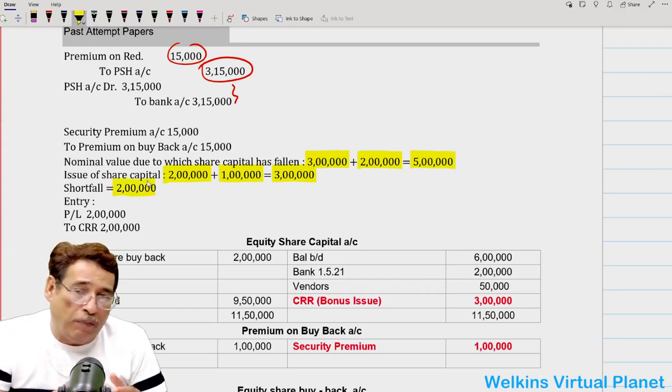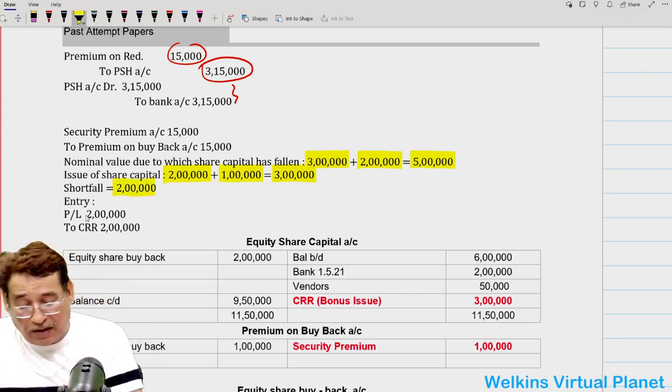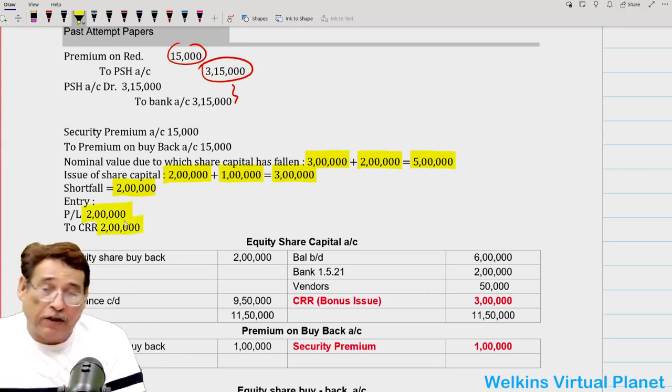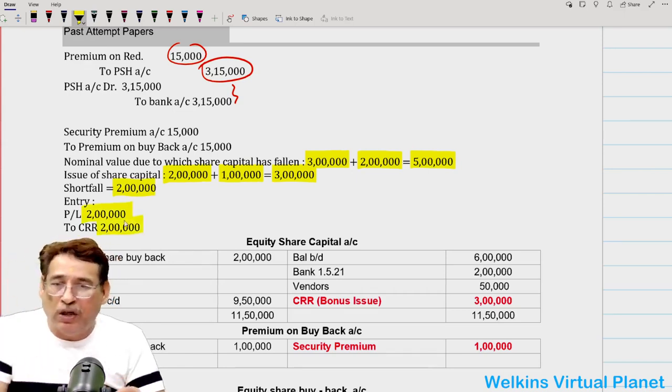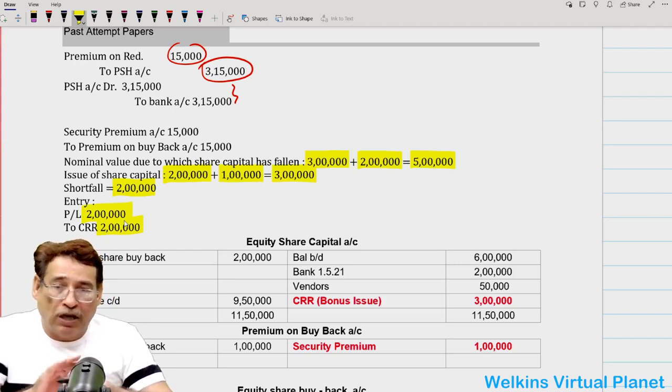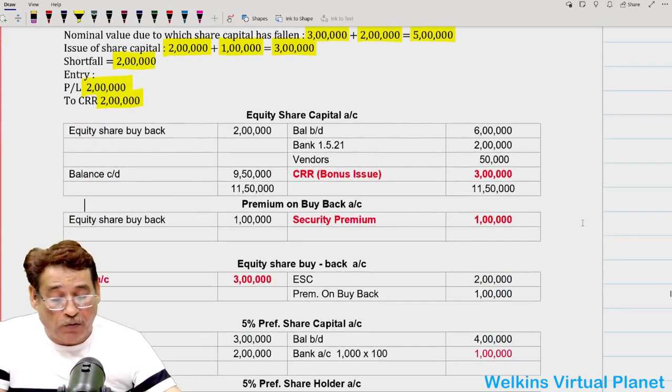So in order to maintain our capital structure, I will have to pass an entry, profit and loss account debit to capital redemption reserve account, as you used to do in your earlier phases of education, so as to maintain our capital structure. Now we move over to the main thing.